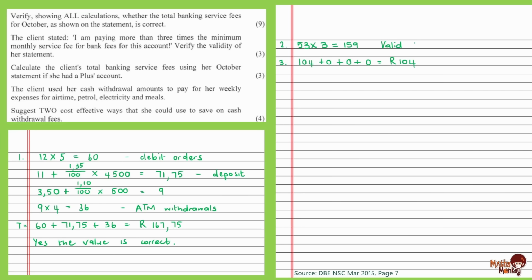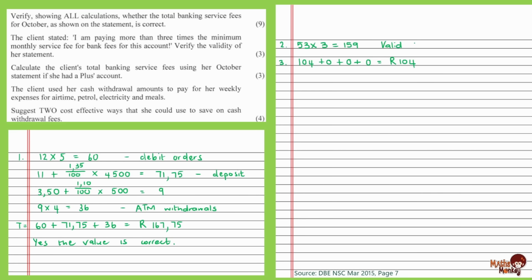So it says here, so let's just read the question. I always say, read the question at the start of your question, and once you've answered it, read it again to make sure you've given the answer in the way that they've asked. So it says, calculate the client's total banking service fee using her October statement if she had a plus account. So I've just showed that her fee would be 104 Rand, which is ultimately cheaper.